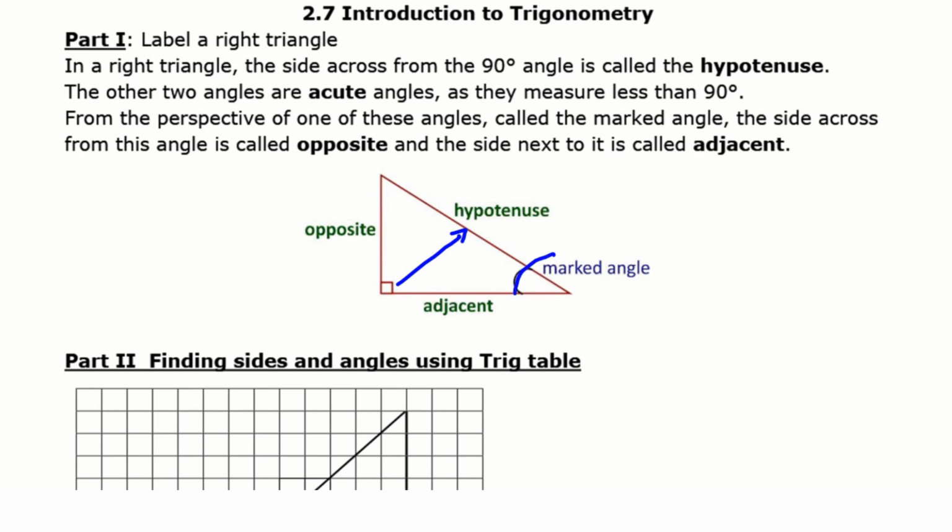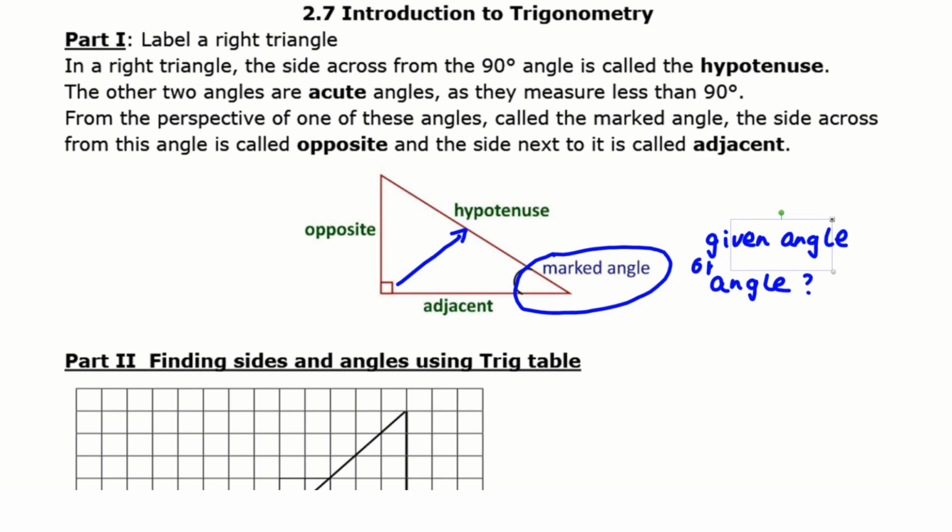We call this the marked angle. In a question, how are we going to pick the angle? Either one angle is given that is not 90 degrees, and then we pick that angle to label the triangle, or no angles except 90 degrees are given, but there is one angle we want to find, and then we pick that angle.